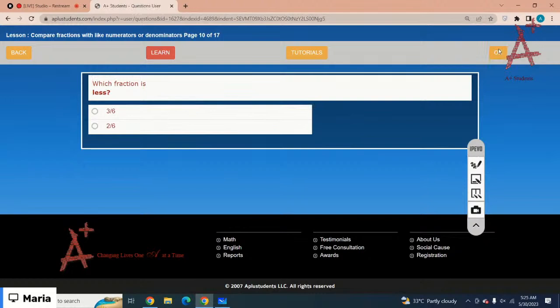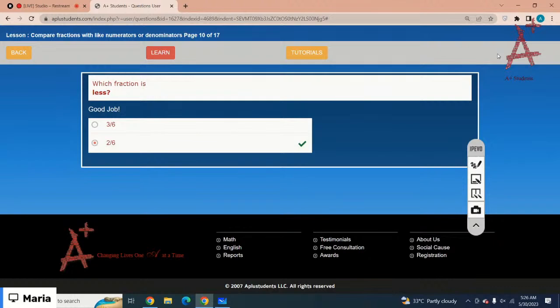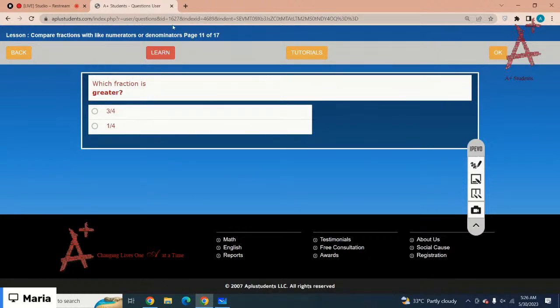Okay, which fraction is less? 3 by 6, 2 by 6. 2 by 6 is less. Okay, you can complete the test by yourself later today. Let me just move on to next lesson.